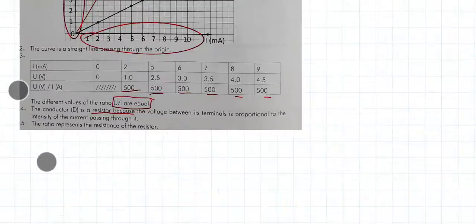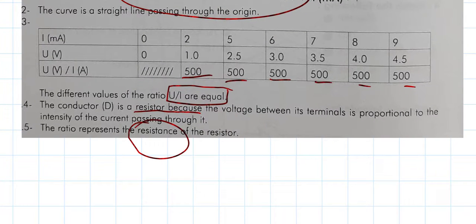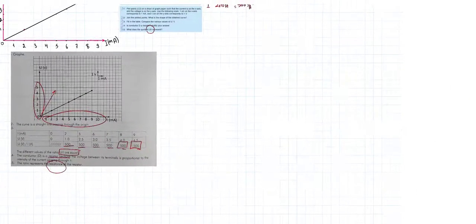We can simply say that this is the resistance of this resistor, and the resistance must be constant even if we change the current or the voltage. That's all. Thank you.